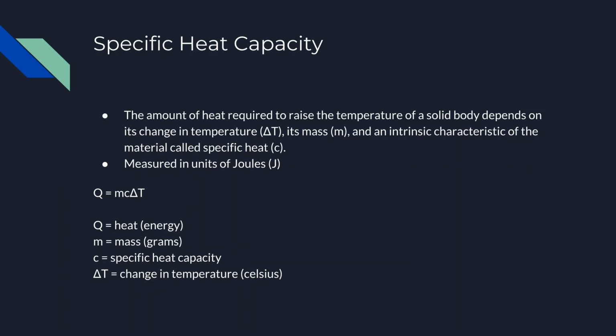So Q equals mc delta T is used for specific heat capacity, where Q is the heat and energy in the unit of joules, m is the mass of whatever is being heated in grams, and C is the specific heat capacity, and the delta T is the change in temperature in the unit of Celsius.